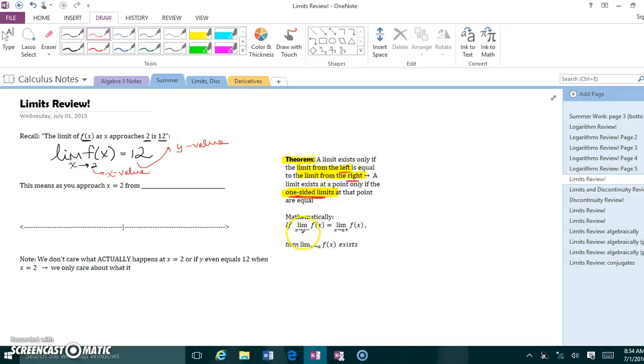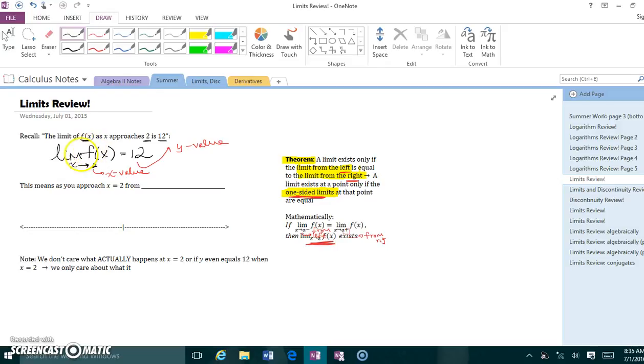So if you want to do it mathematically, not just in words, you would say this: the limit as x approaches a number from the left. This negative here means from the left. Don't get these confused here. If it equals the limit as x approaches a from the right, that little plus sign means you're coming from the positive side, then your overall limit right here exists.